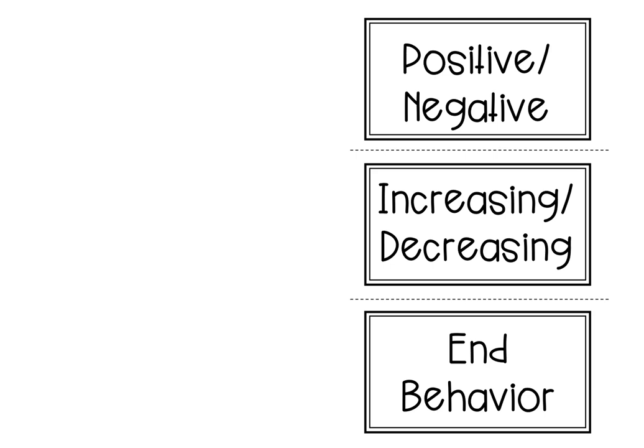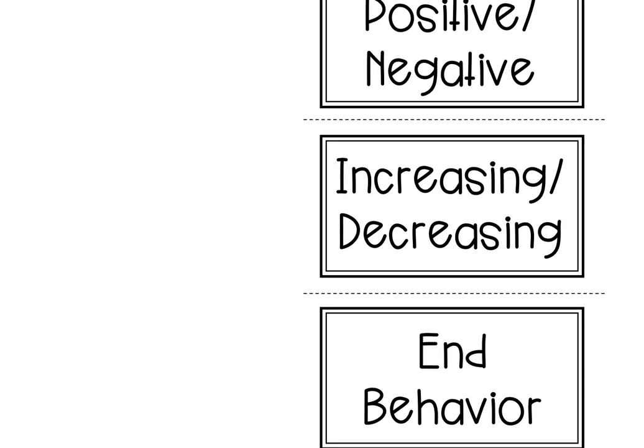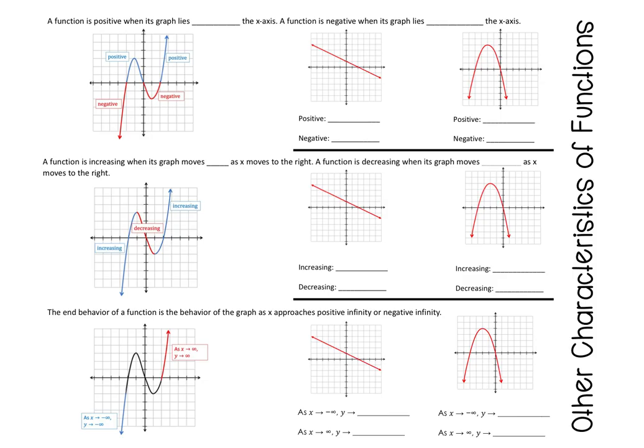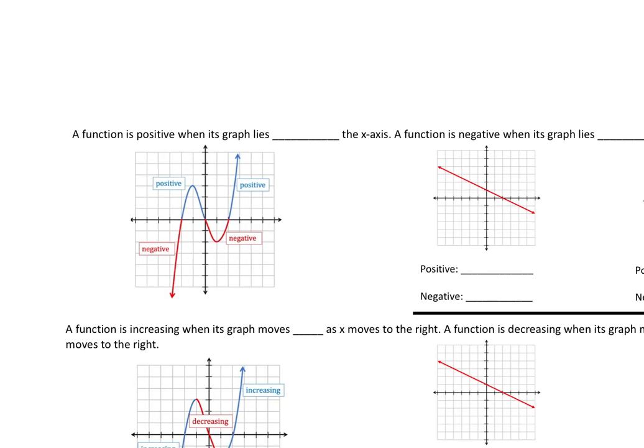Not till next week. In 2.4, we are going to look at other characteristics of functions. So we've already looked at x and y intercepts and domain and range. And now we're going to talk about three other ways that we can describe functions or key features, key characteristics of functions. So on the first tab you see, we're going to look at where a function is positive and negative, increasing and decreasing, and our end behavior. If you open up that tab, we're going to go ahead and fill in the blanks.